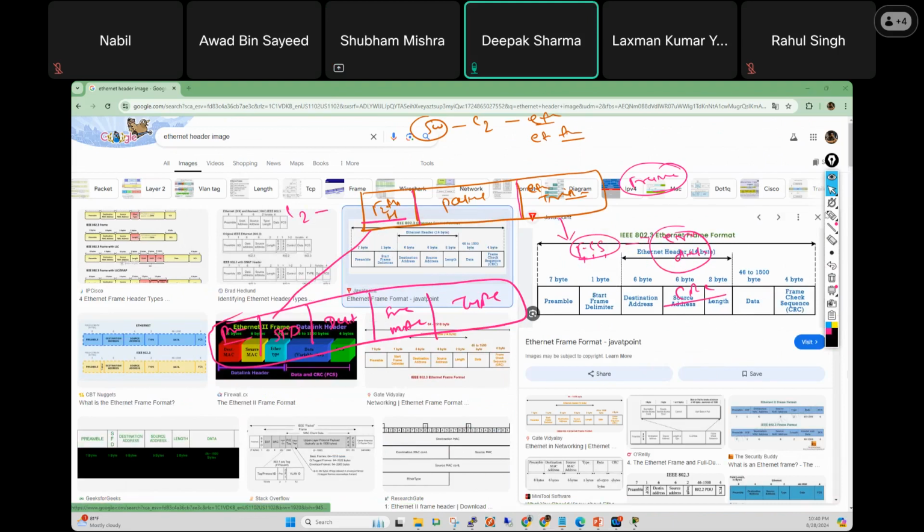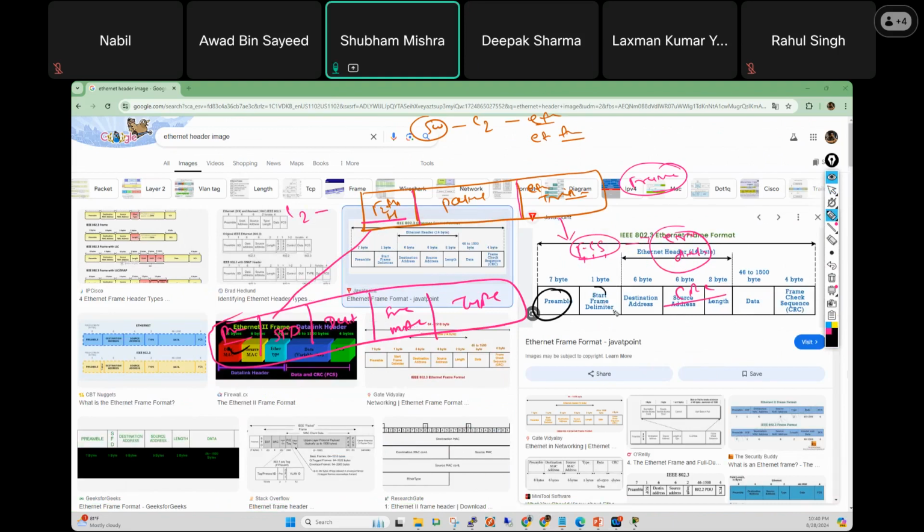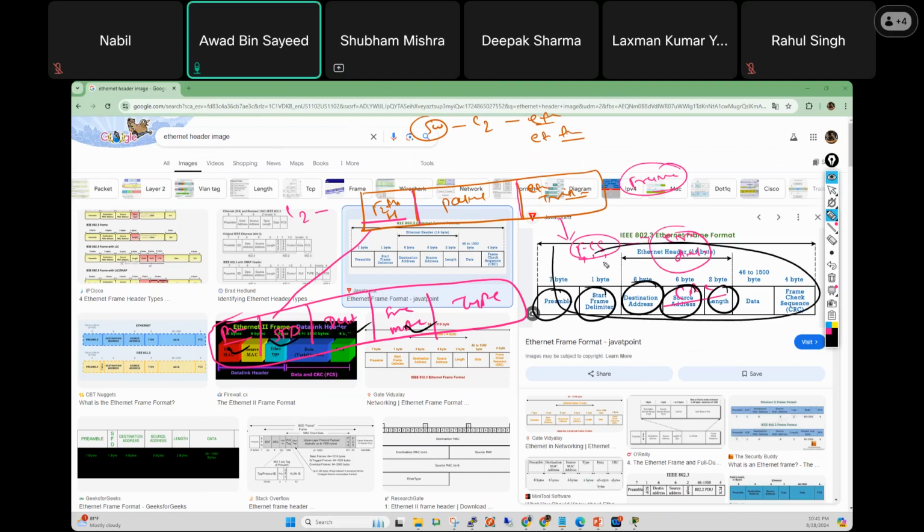IEEE, what is this? Preamble, I told you. SFD, I told you. Destination MAC, I told you. Source MAC, I told you. And then you get the type field. This is the length, which means total size. Understand, everyone? So basically, this is called the Ethernet header. Are you getting my point? Yes. Frame check sequence.